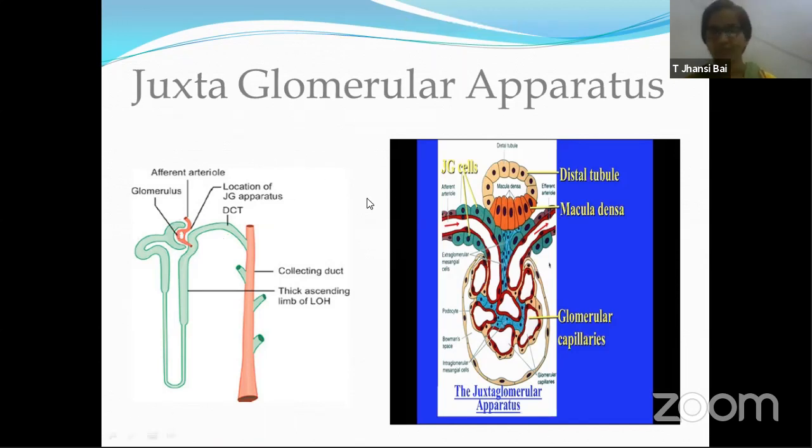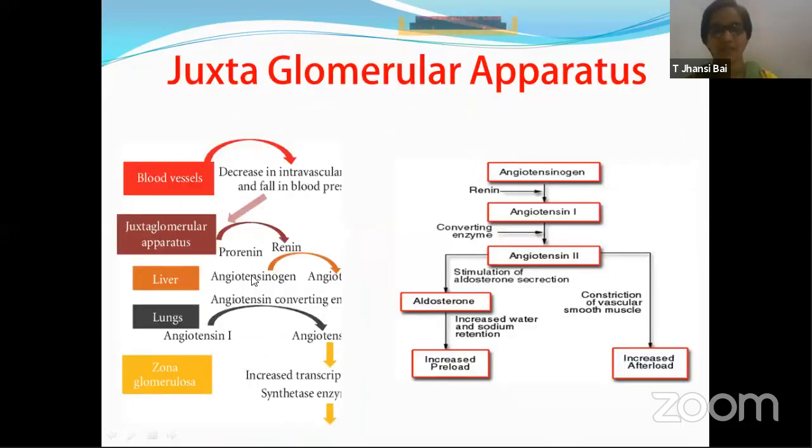Once there is a fall in this, immediately the juxtaglomerular apparatus releases an enzyme. What is the name of that enzyme? It is renin. Once renin is released in blood, it immediately brings about the conversion of angiotensinogen into angiotensin. This is a propeptide, a pro-protein. This conversion takes place in the lungs. This protein is produced in the liver, whereas the conversion of it takes place in the lungs. So finally, we have angiotensin 1 getting converted into angiotensin 2.